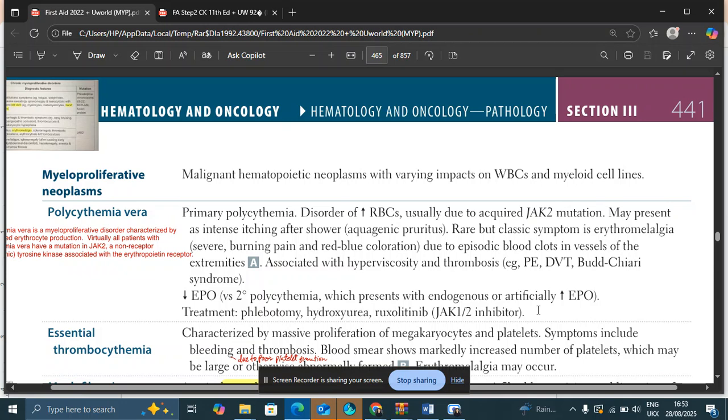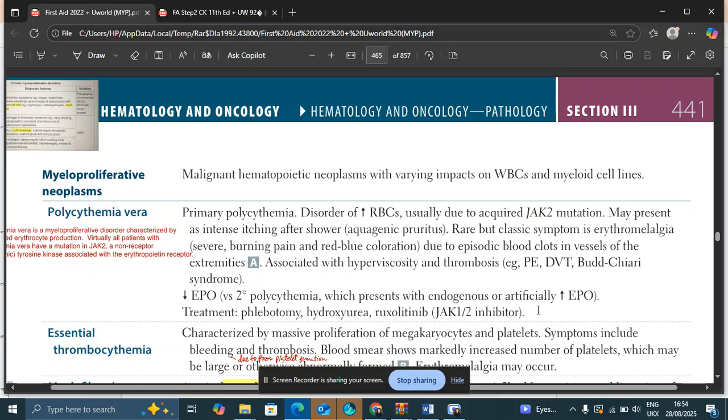I know this is a lot of information, but I would recommend to make an image of this concept in your brain. Polycythemia is divided into absolute and relative. Absolute is further divided into primary and secondary. Primary example is polycythemia vera, secondary is due to hypoxia or due to excessive EPO production.